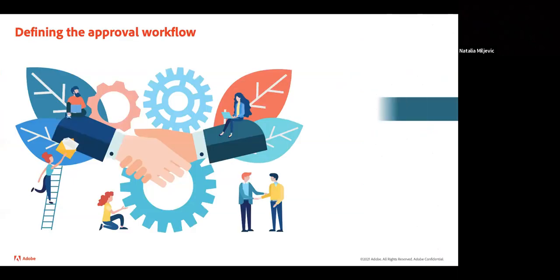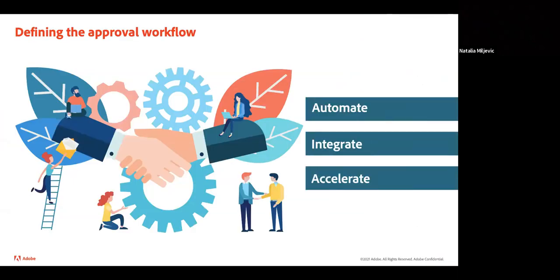So let's begin with some basics. How do we define an approval workflow? A workflow is essentially an end-to-end process that helps teams meet their goals by connecting the right people with the right data at the right time. Once this is set up, a workflow helps you organize information in a way that is not only understandable, but is also repeatable.